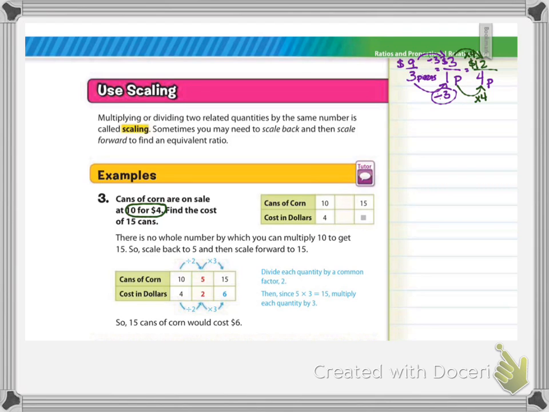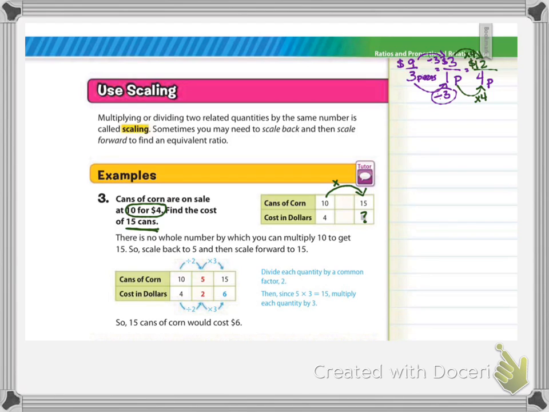So now we know that we want to figure out how much it's going to cost for 15 cans. So our cost in dollars is our question mark. We don't know what that's going to be. Well, since over here I'm drawing my arrow to go from 10 to 15, since the number is getting bigger, you would normally have to multiply. But see, you can't multiply by any whole number to go from 10 to 15. So obviously it's going to be a fraction part or a decimal part.